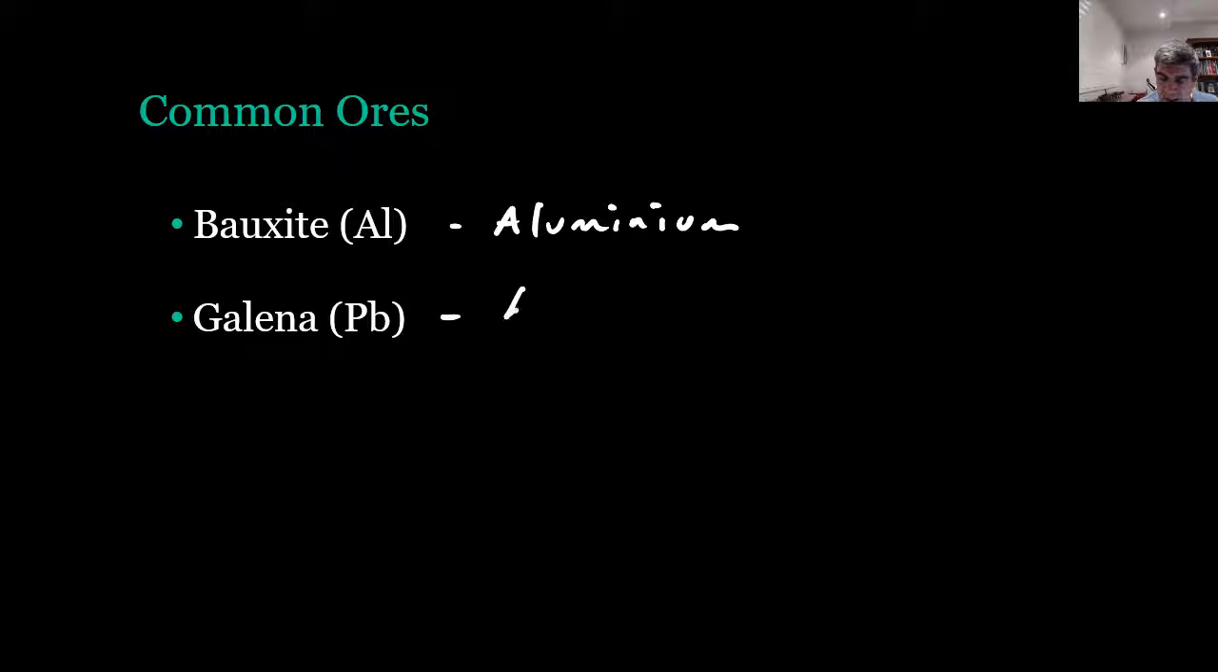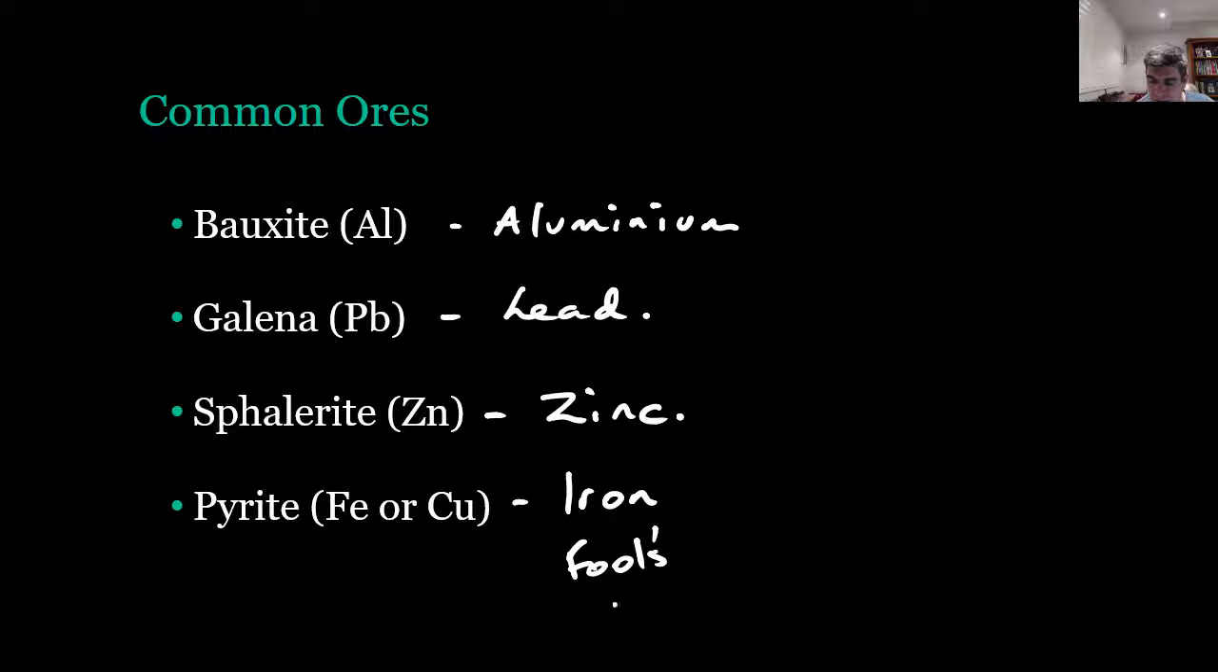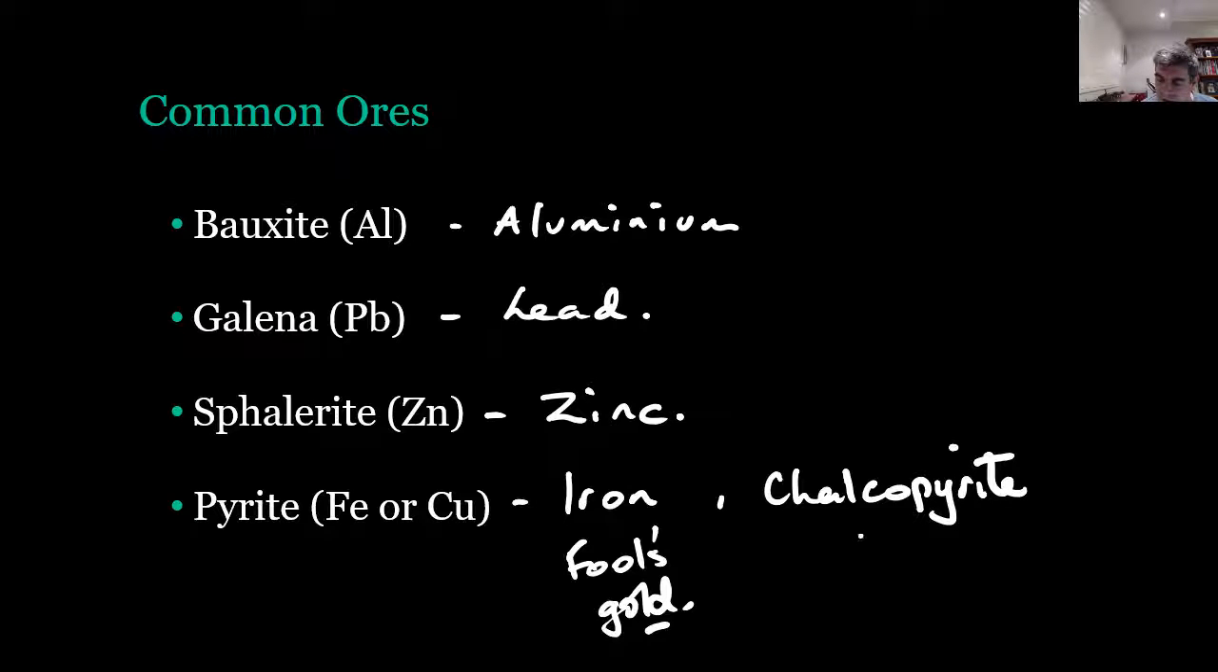Galena, which contains the metal lead, usually as lead sulfide. Sphalerite contains zinc, again usually as zinc sulfide. And pyrite, and there's a couple of different forms of pyrite. Iron pyrites, which is often referred to as fool's gold because it looks very similar to gold, but obviously doesn't have the economic value of gold. And also chalcopyrite, from which ore we extract copper.